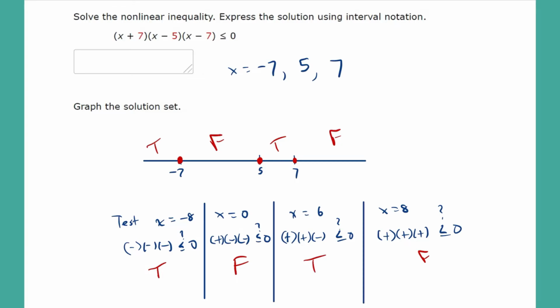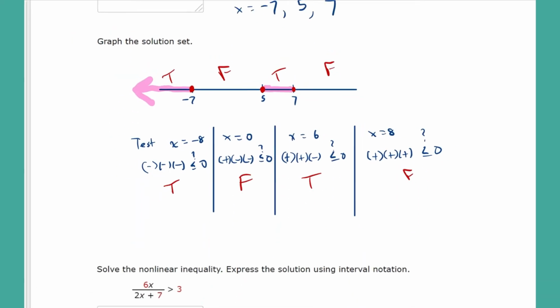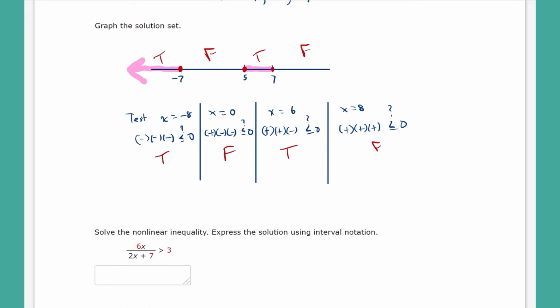So our solution set will only be the trues. So it'll be here and here. So for that, there's going to be 2 separate intervals that we're going to combine with the union symbol. So for this interval, that's going to be negative infinity to negative 7, close bracket, union, 5 to 7, close bracket. That will do it.